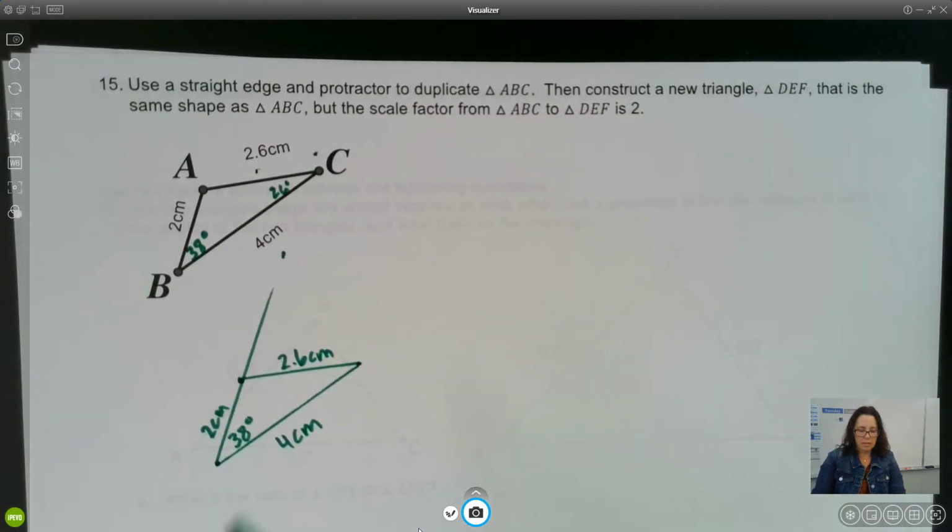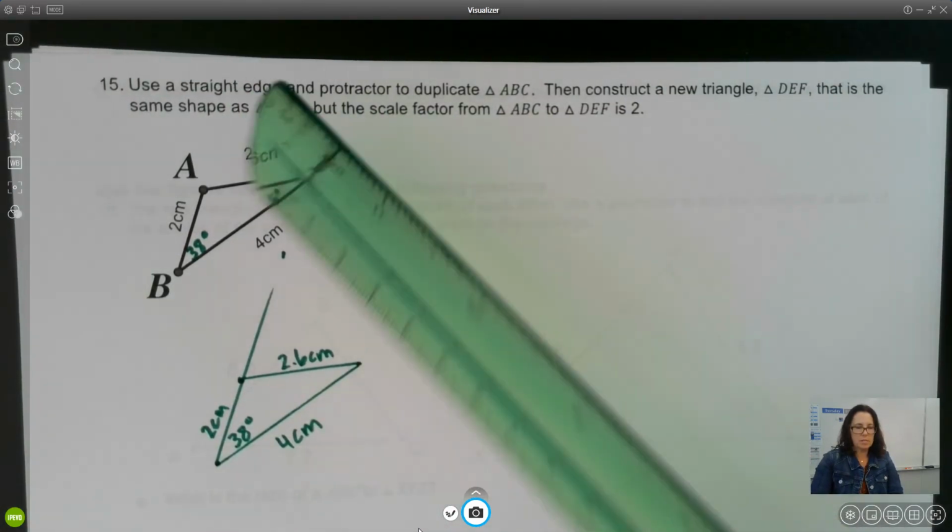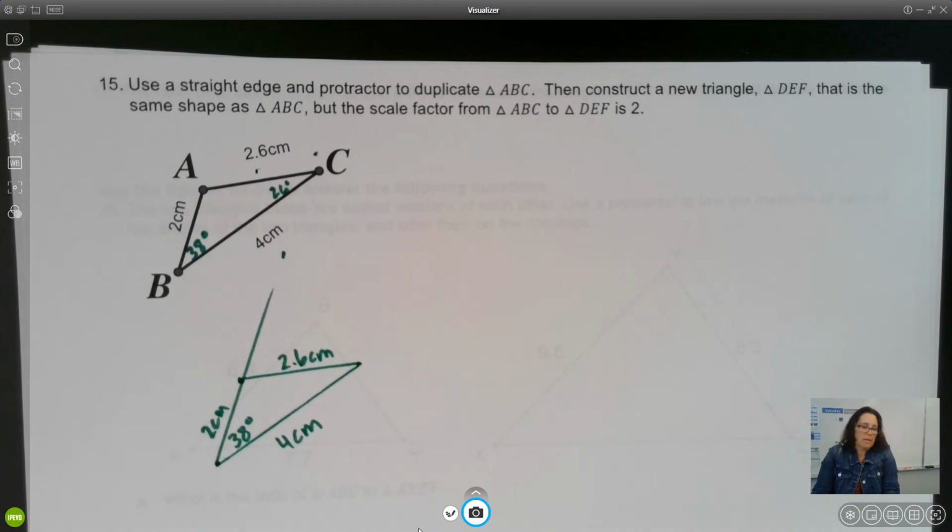Okay, so I just duplicated. This triangle is the same as this triangle. I just duplicated to the best of me being a human. All right, so now I need to blow this thing up by 2. What happens to the angles when you blow up or shrink? They stay the same. But what happens to the side lengths? They need to be multiplied by 2.